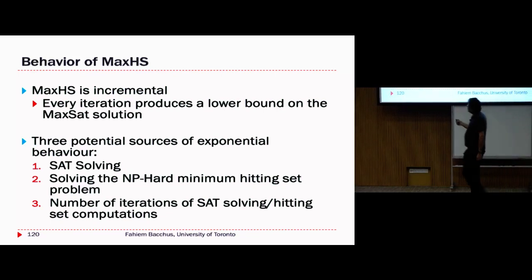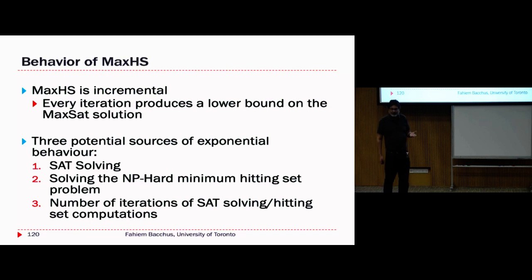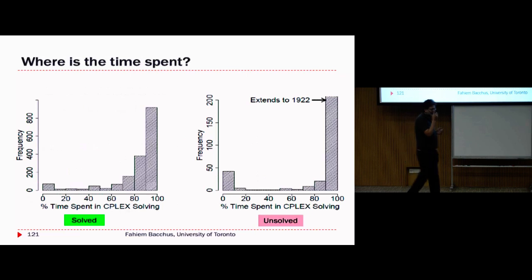So you get three sources of exponential behavior. The SAT solver could be hard, solving the NP-hard minimum cost hidden set problem could be hard, and the number of iterations you have to do could be exponential. And all three of these are theoretically possible. But it still works fairly well, interestingly enough.